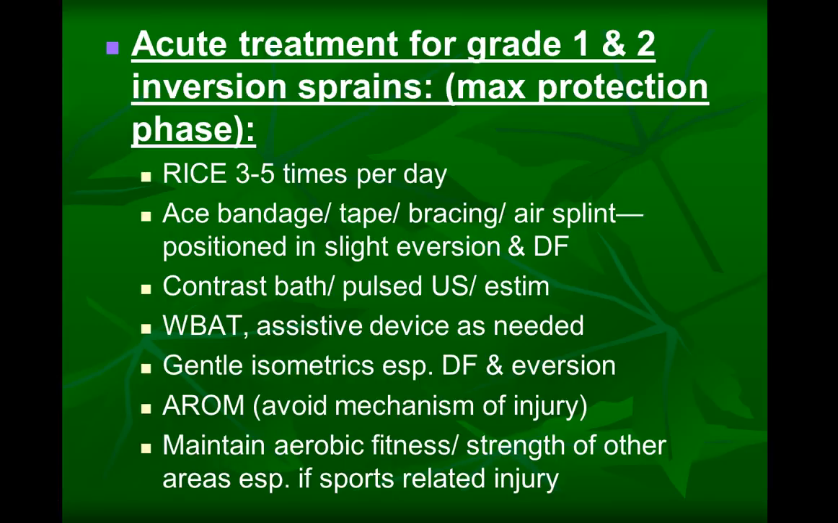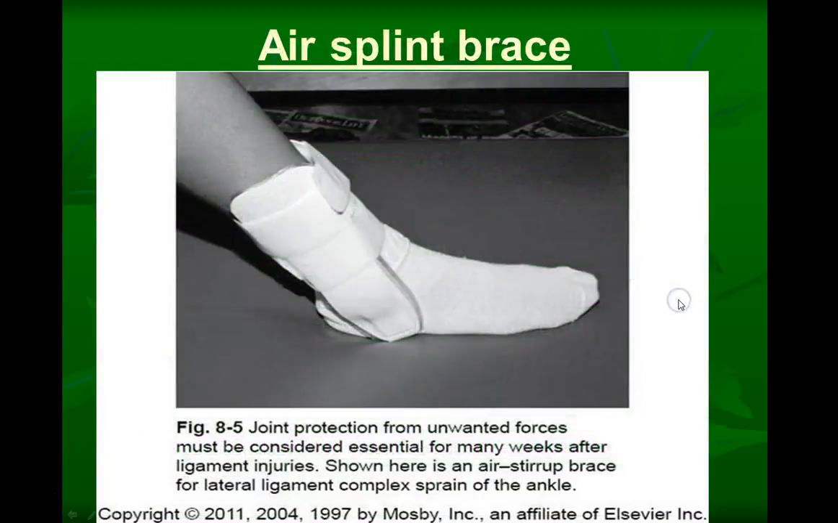And especially if you're dealing with an athletic population with this type of sprain, we want to maintain that aerobic fitness and strength of other areas during the interim before we can start doing more aggressive work with that ankle. There would be an example of an air splint brace or a joint protection device. If a person sprains their ankle and they go to the emergency room, this is probably what they're going to come home with. We actually have one of these in lab, so I'll have that out when we get to our ankle lab, and that helps you see how that's going to protect both sides of the ankle. They make them universal for both medial and lateral support.